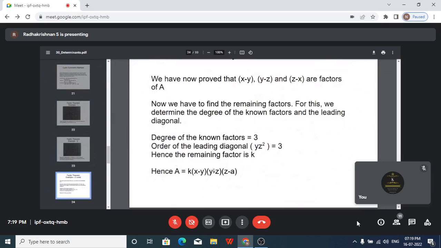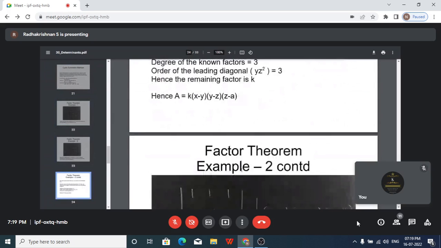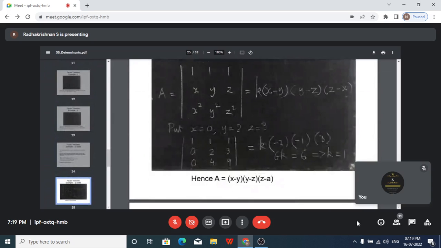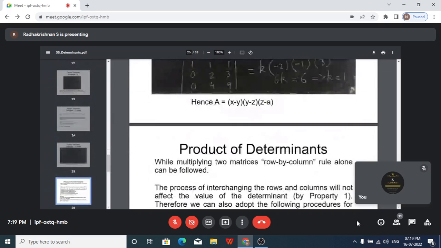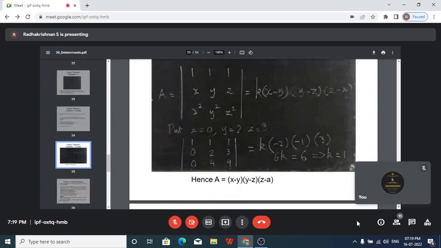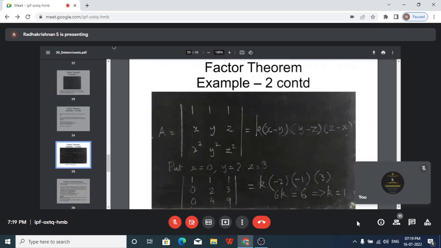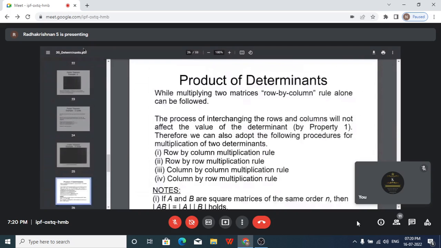Okay, so that's how we prove it. Right. So that covers the factor theorem. Clear? Yes, sir. Okay, fine. Now, product of two determinants.